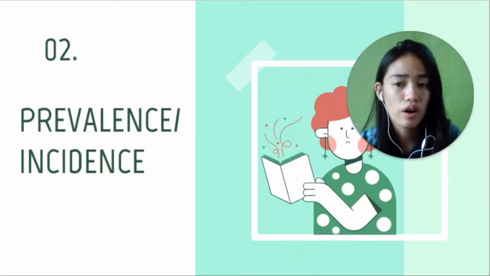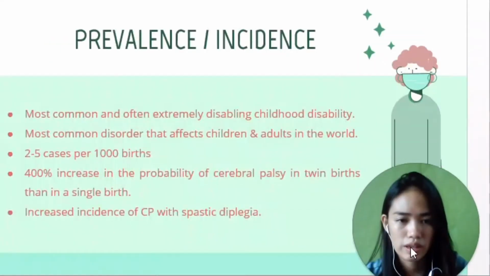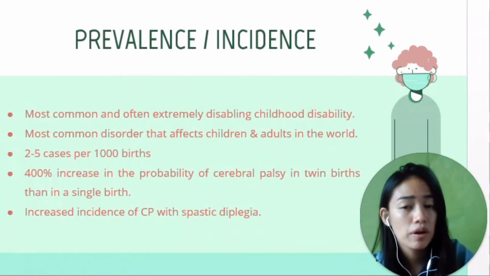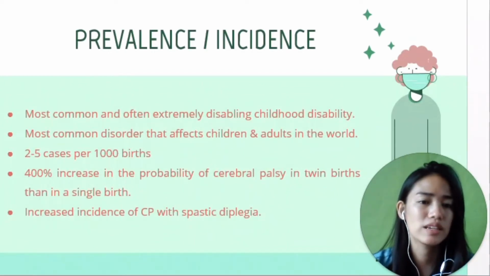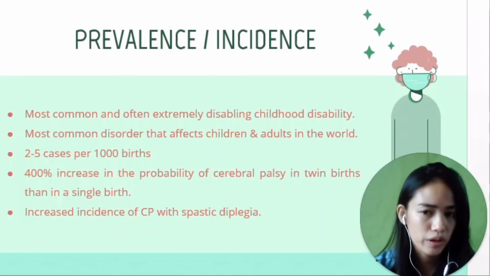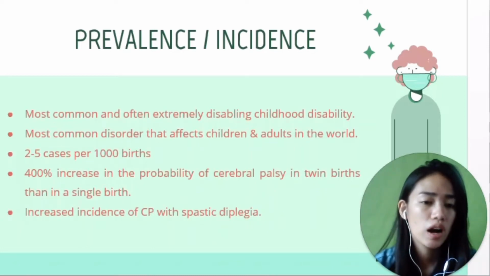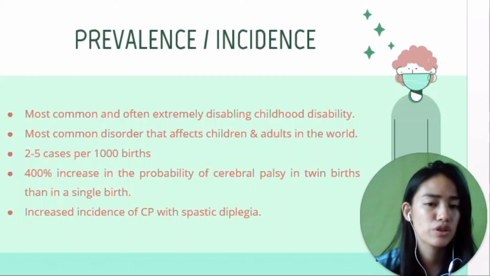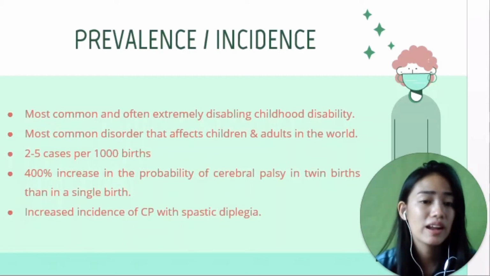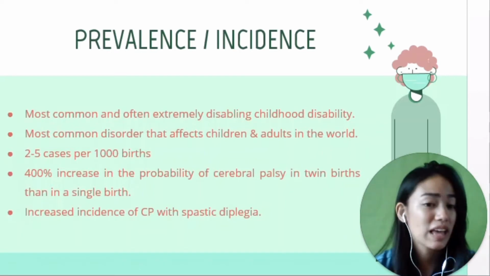So now let's move on to the prevalence or incidence of cerebral palsy. Cerebral palsy is the most common and often extremely disabling childhood disability. It is also considered the most common disorder that affects children and adults in the world. Out of 1,000 births, there are 2 to 5 cases of children with cerebral palsy, and there's a 400% increase in the probability of cerebral palsy in twin births than a single birth. Lastly, we have increased incidence of CP with the spastic diplegia type. These types will be discussed later.